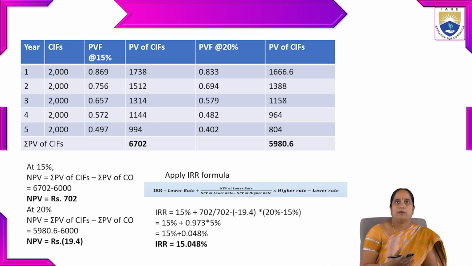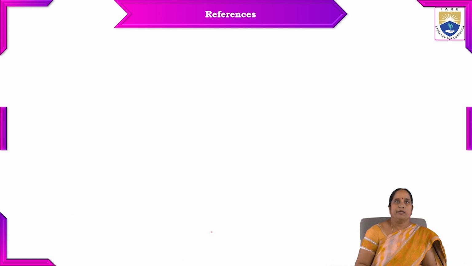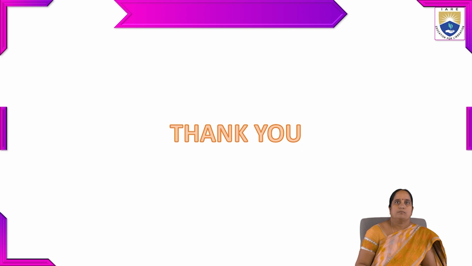Again calculate PV values and substitute these values in this formula. IRR is lower rate plus NPV at lower rate divided by NPV at lower rate minus NPV at higher rate, into higher rate minus lower rate. Then our internal rate of return is 15.048.